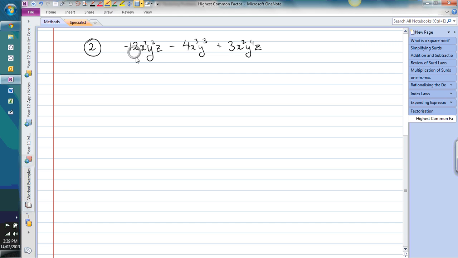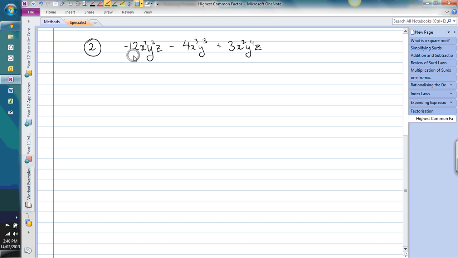Again, we're going to look at our coefficients first. Now I've got a 12, or a negative 12, a negative 4, and a 3. Now the problem in this case, if you looked at just the negative 12 and the negative 4, you could go, well, both of those can be divided by 4. Or you could look at the 12 and the 3 and say, well, both of them can be divided by 3. But with highest common factor, we need all of them to be divisible.